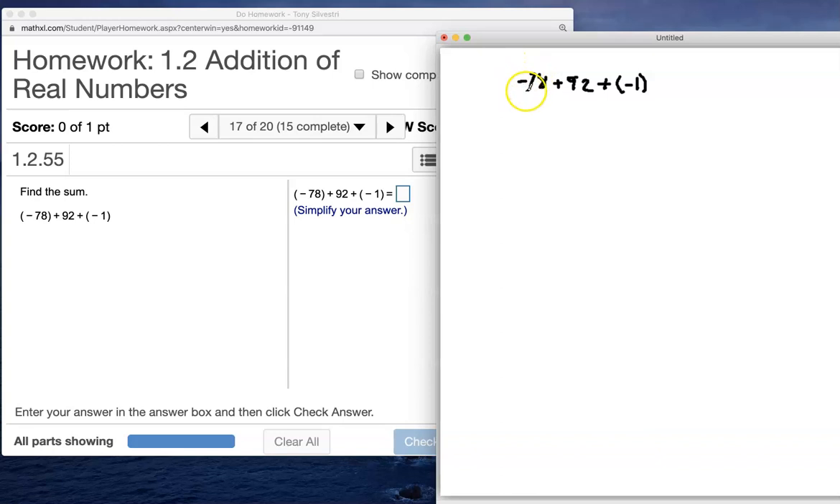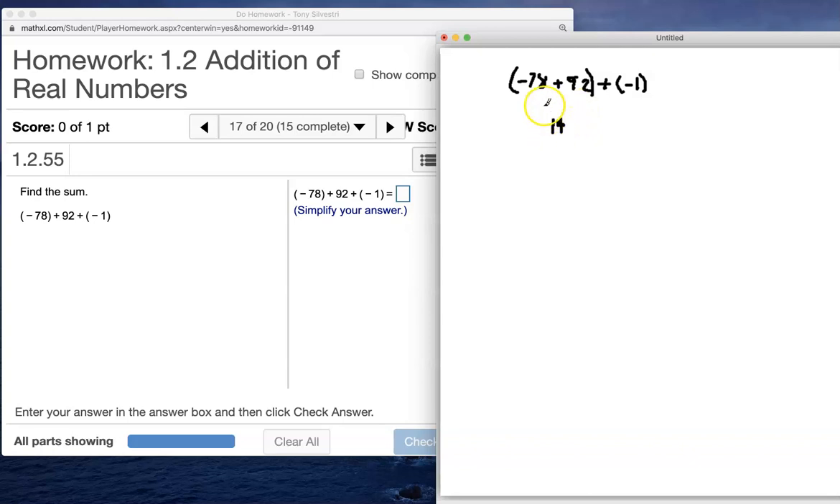What you got to do in left to right order, that's how we write. So in left to right order, you're going to bundle 2 of those, come up with an answer, then take that answer and do plus negative 1 on that. So let's do this guy. What's negative 78 plus 92? Well, what I see here is one positive number, 92, and one negative number. I'm going to take the absolute values and subtract them. So if I subtract 78 from 92, I should get 14.